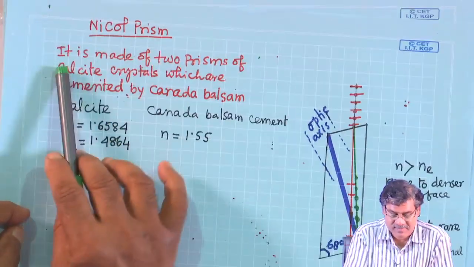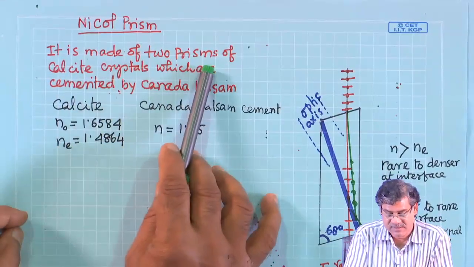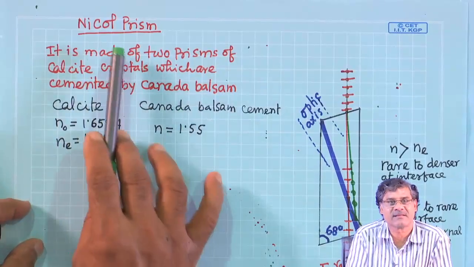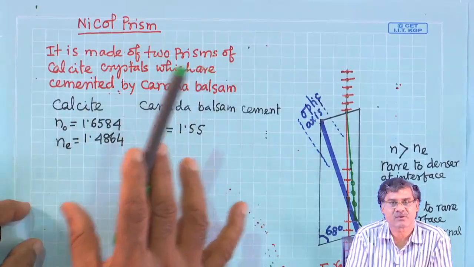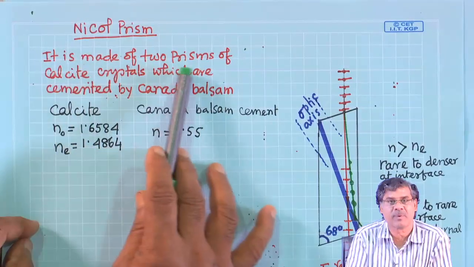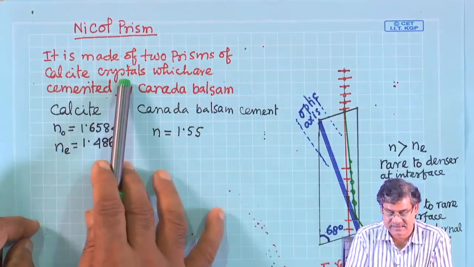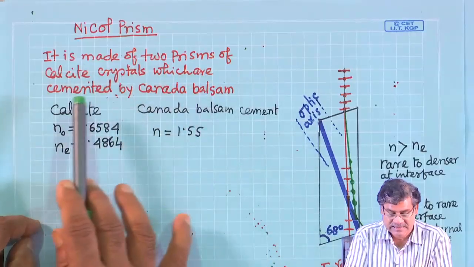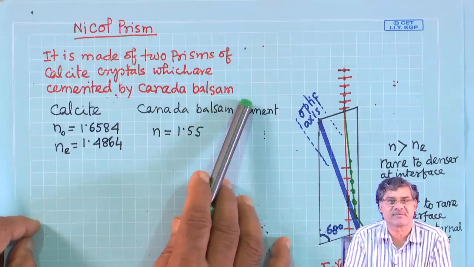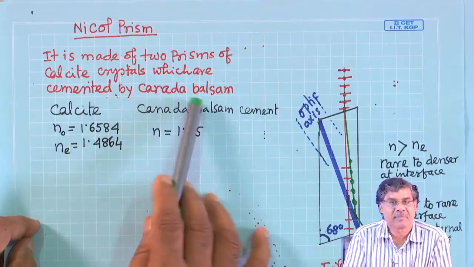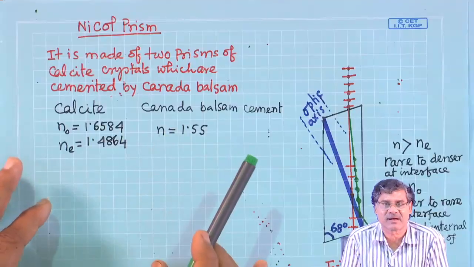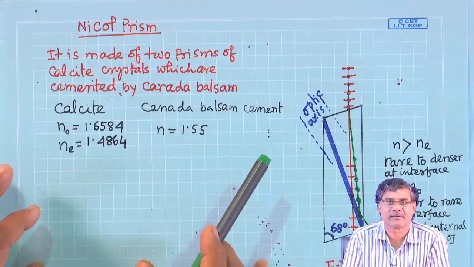So, the Nicol prism is made of two prisms of calcite crystals. This device is called the Nicol prism. It is made of two calcite prisms which are cemented by Canada balsam cement. Canada balsam cement means you can attach the objects, right.